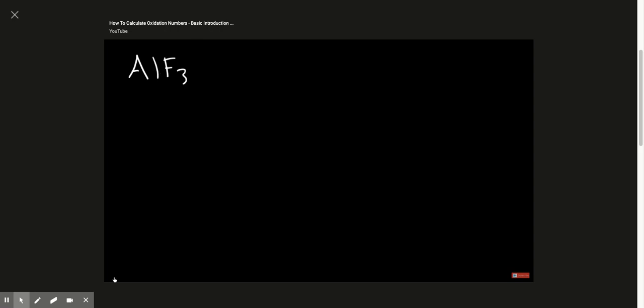Go ahead and find the oxidation states of aluminum and fluorine in this example. Well, we know that fluorine is -1 in a compound, always. And aluminum, based on where it's located in the periodic table, is typically +3 within an ionic compound. And you could solve it too.